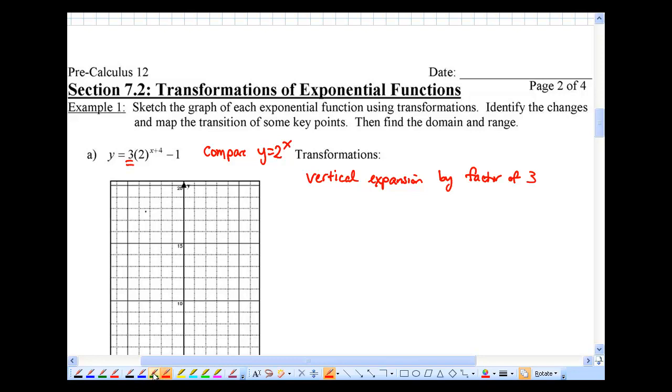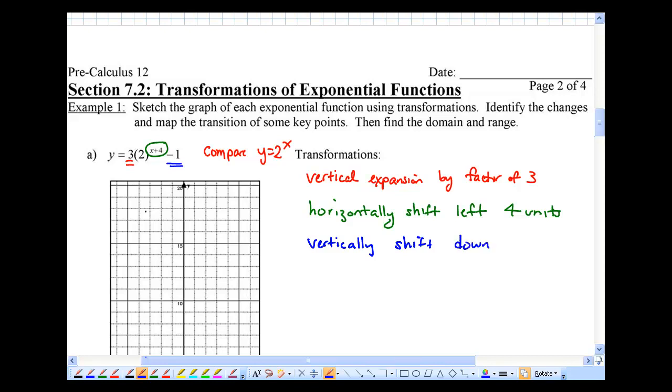We also see something else: this x plus 4, and that means something is being done horizontally. X plus 4, you think go to the right, but no, it's actually a shift to the left. Remember, horizontal is always opposite of what you think. So 4 units. And last but not least, the minus 1 is just a vertical shift, and in this case, yep, you guessed it, down 1 unit. So these are the 3 things that we're doing in example 1a.